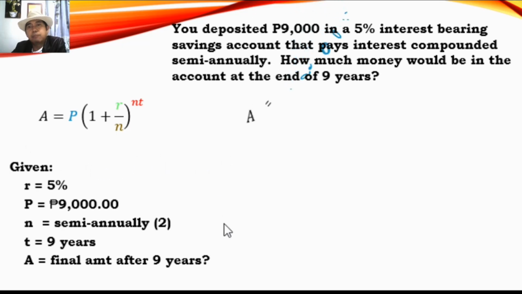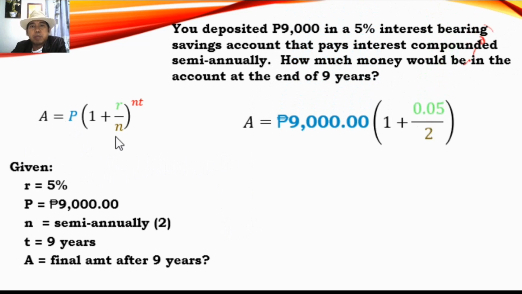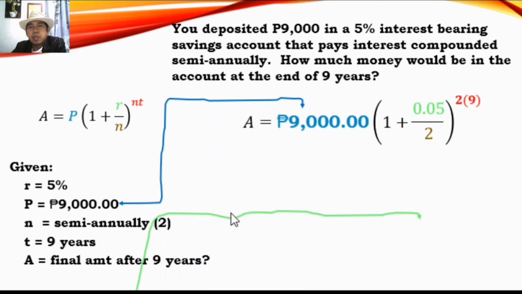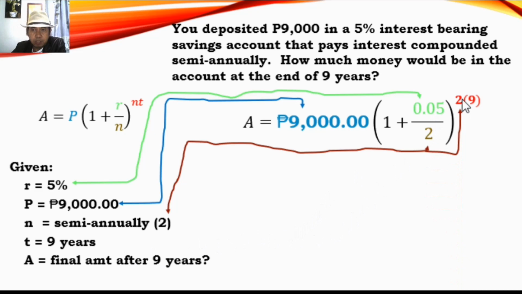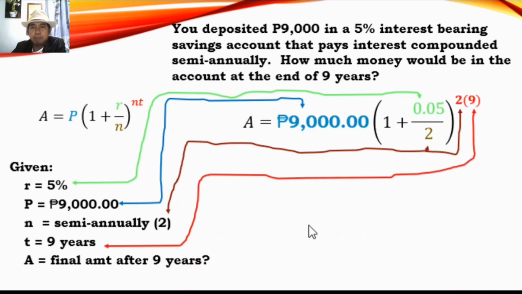To do the problem, we just substitute. That is the principal, which is P. What is the rate of interest? 5%, which is the same as 0.05. And of course, what is the mode of conversion? We divide the interest by 2, that is semi-annually. And of course, that is the same as our exponent, 2 multiplied by the time.